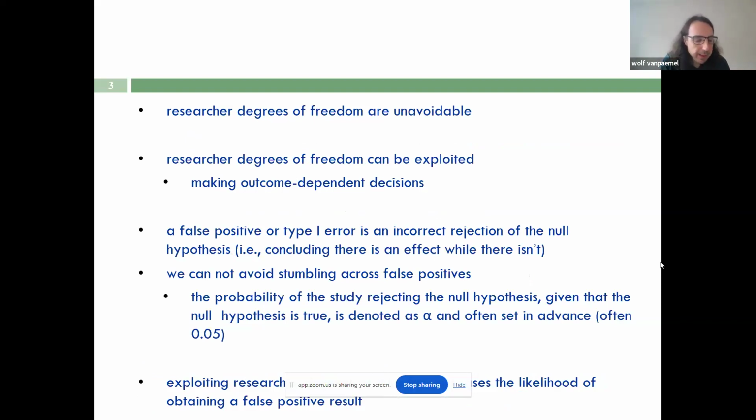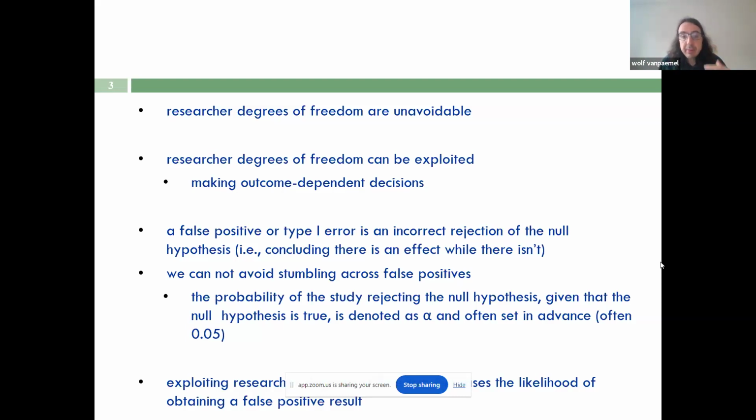What do I mean by exploiting research degrees of freedom? Exploiting research degrees of freedom means that you, as a researcher, make decisions about all this stuff. Should I do a transformation? Should I throw out these data? And so on, based on the outcome. So not on any principled reason or on a workflow, but on the outcome that you get when you do it. And when you do a transformation, and the outcome is not what you like, possibly a significant result, you do something else.